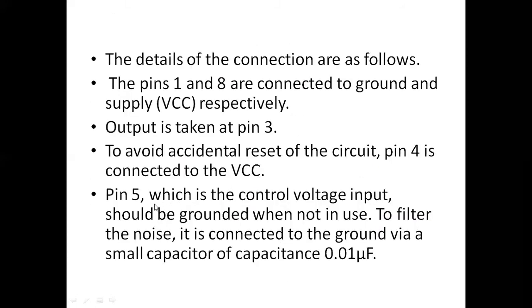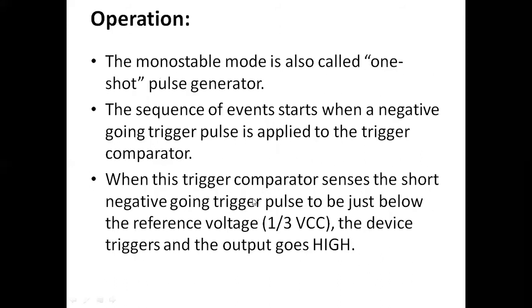Next pin 5, which is the control voltage input, should be connected to ground when not in use. So already we have studied if pin 5 is not used, that means if no input is given to pin 5, then it will be connected to ground by using a capacitance of 0.01 microfarad. To filter the noise, we connect pin 5 to the ground terminal by using the capacitance. So that is about the connections of monostable multivibrator.